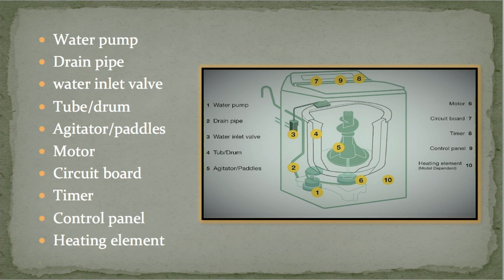The parts are numbered as water pump, drain pipe, water inlet valve, tube drum, agitator pedals, motor, circuit board, timer, control panel, and heating element. Let us understand the working as well as the position of these parts in the washing machine.